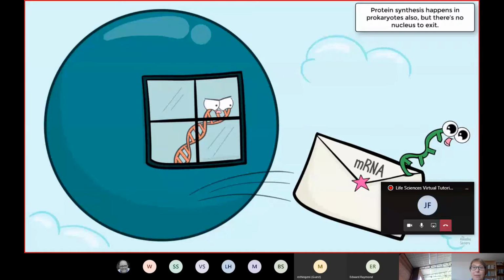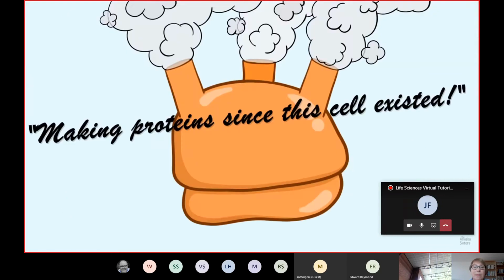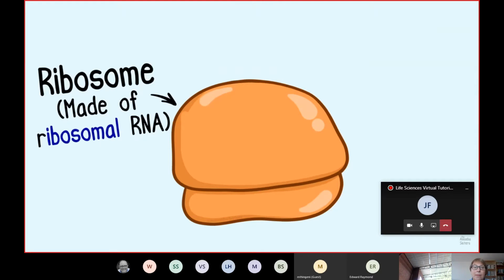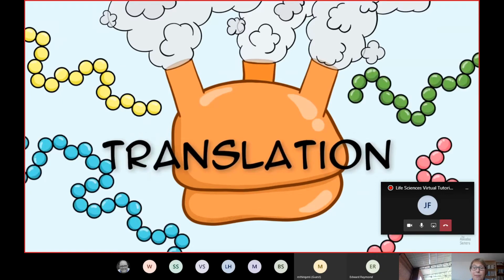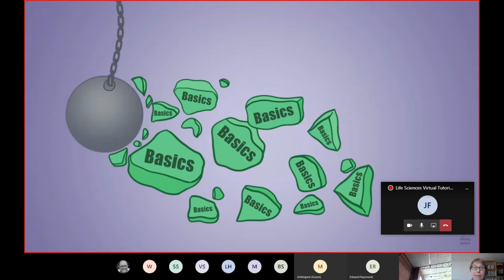So what's something great about being mRNA? Well, in eukaryotes, you get out of the nucleus. The mRNA can go out of the nucleus into the cytoplasm where it's going to attach to a ribosome. Ribosomes make protein. The ribosome is made of rRNA, and that's an easy one to remember because the R stands for ribosomal RNA. The ribosome is going to build our protein in the next step called translation. You can find a lot of great clips and animations on translation that are just fantastic. We're just going to break down some basics of what's happening.